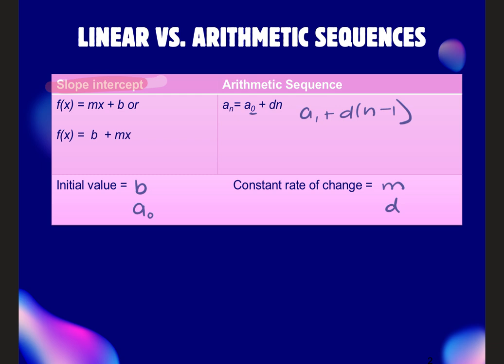But they almost behave in the exact same way. A line would increase with slope or decrease with its slope. An arithmetic sequence would increase with d or decrease with d, your constant. The only difference is what the graph looks like, which we're going to get to in a second.